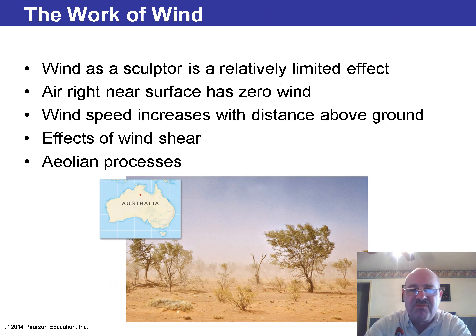Wind as a sculptor is a relatively limited effect. The wind's blowing, but it can only do so much. It's got to be a heavy wind. It's got to be able to pick that sediment up and really get it blowing around. Wind just blowing is just blowing, okay? Air right near the surface has zero wind, right next to the ground.